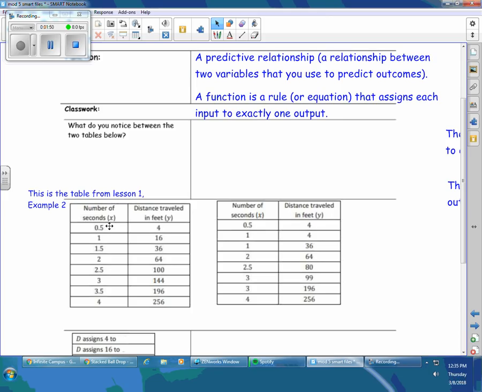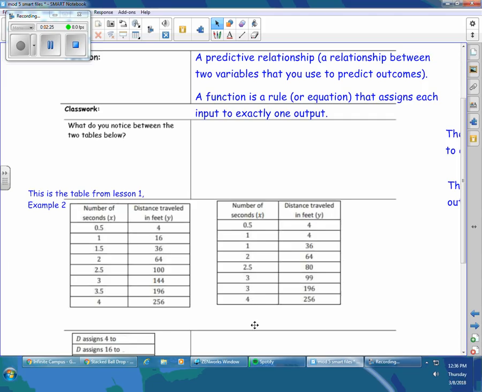So we look at our inputs and we look at our outputs. Each input is our x's. Each input is unique, meaning that we don't have the same number twice here. We've got 0.5, 1, 1.5, 2, 2.5, 3, 3.5, 4. All of them are unique. There's no repeats. Let's look at the table at the right. We've got 0.5, we've got 1, we've got 1 again, we've got 2, we've got 2.5, we have 3, we have 3 again, we have 4.